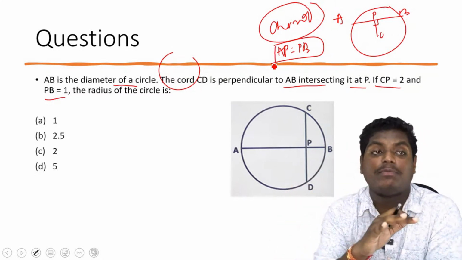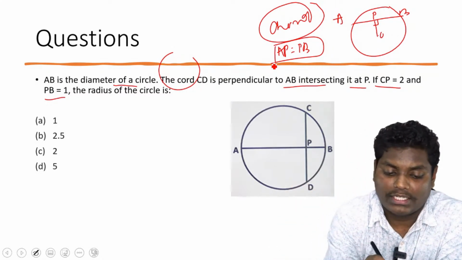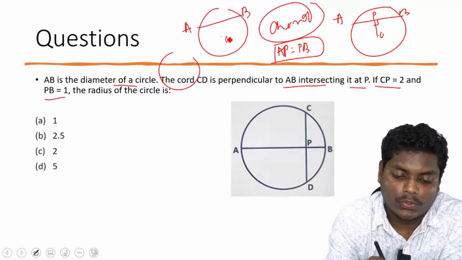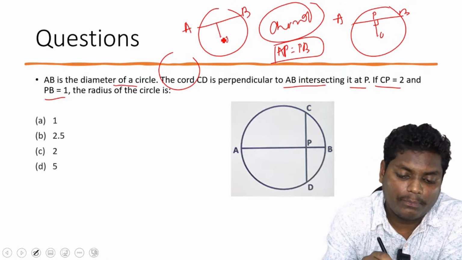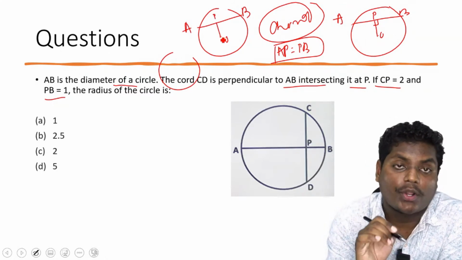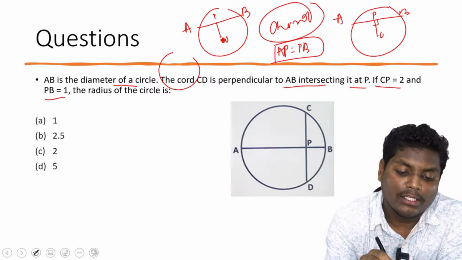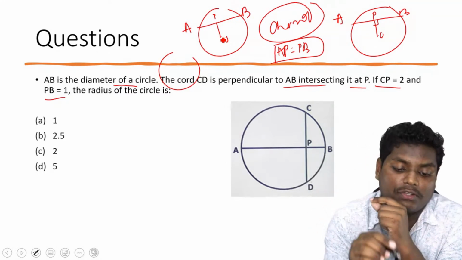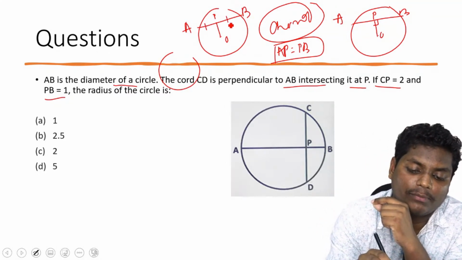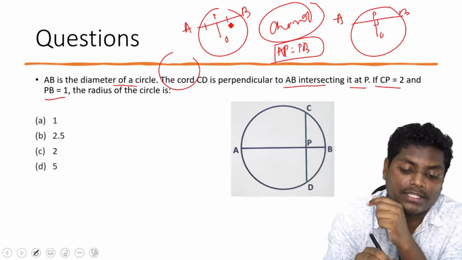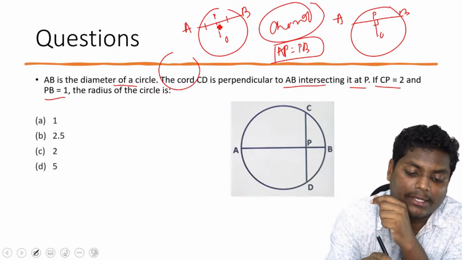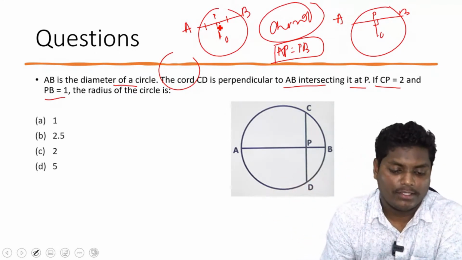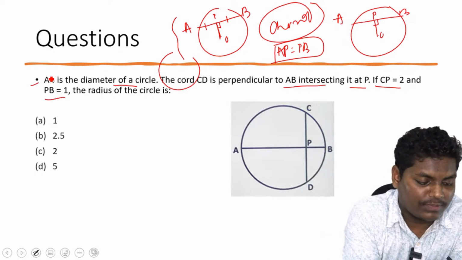The converse is also true. What is the converse that we can say? If we have a line segment AB and O is the center and P is a point which is joining the center O to P, and if P divides this line into two equal halves, if AP equals PB, then we can say that this line OP is perpendicular to AB. That is the converse. Okay. So having known this, we can solve this question easily.